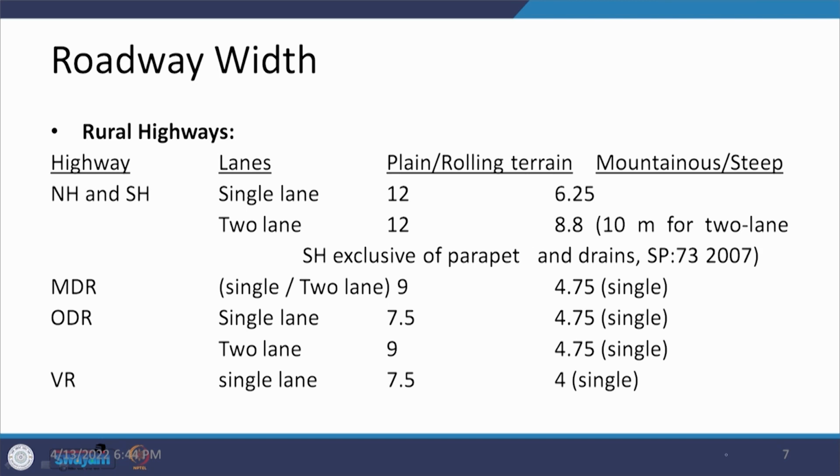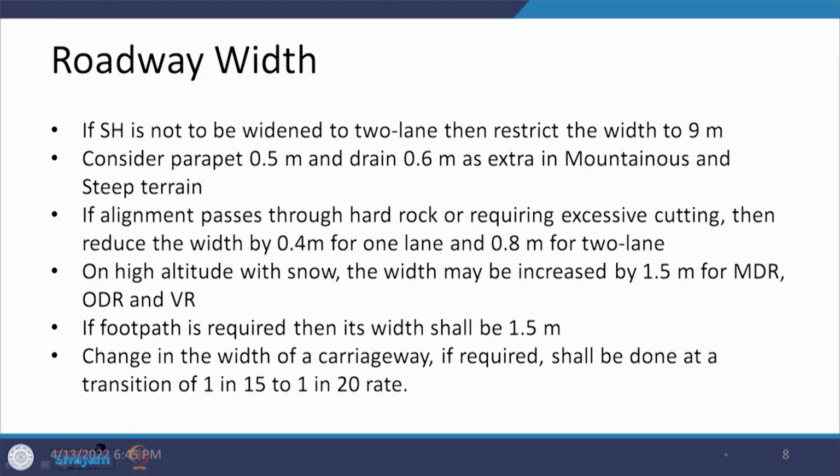We are not providing more lanes for ODR in the mountainous and steep terrain. If we are talking about VR also, then in the mountainous steep terrain it becomes a minimum of 4 meters as a single lane, but when you are talking about plain and rolling, then it is 7.5 meters. So, here it means you have a good amount of shoulder being provided on either side of the carriageway. Now, we have some points related to the roadway width.